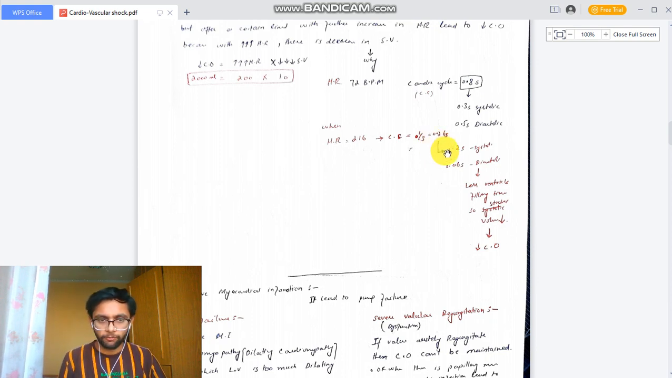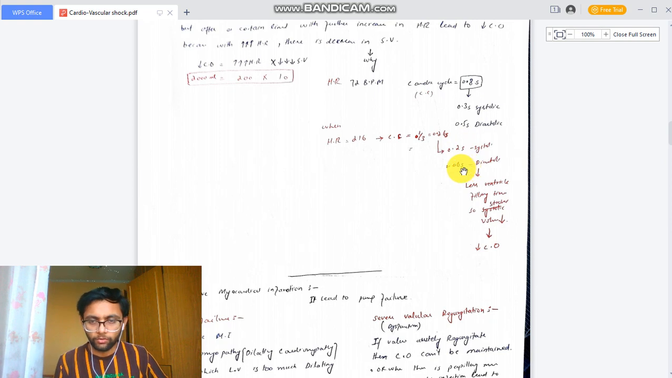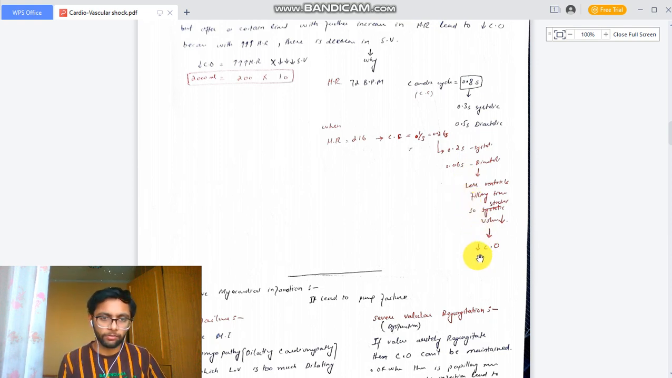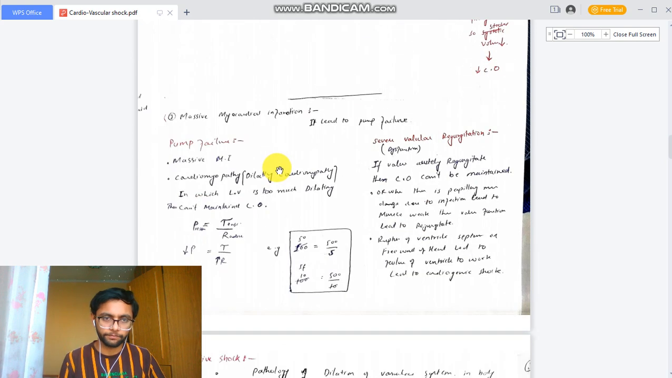So 0.2 second for systolic and 0.05 second for diastolic. So we can compare that the diastolic time goes from 0.5 second to 0.06 second. You can imagine how much the time for the ventricles to fill decreases. So less ventricle filling decreases stroke volume and decreases cardiac output. From this you will understand this in detail.